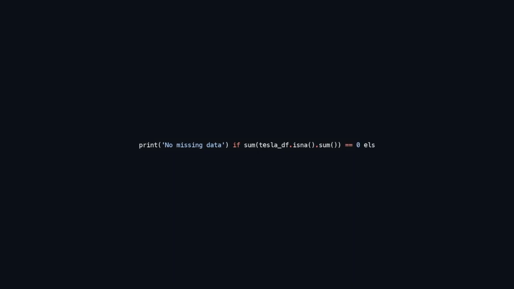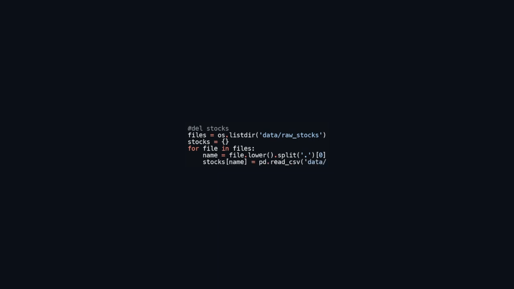The output, no missing data, indicates that there are no missing values in the Tesla_DF data frame. This is a crucial aspect of data preparation, as missing data can lead to inaccurate model predictions and analyses. By confirming the absence of missing values, the code ensures that the dataset is complete and ready for further processing, which is essential for building reliable stock forecasting models. This step helps maintain data integrity and supports the overall goal of the project.